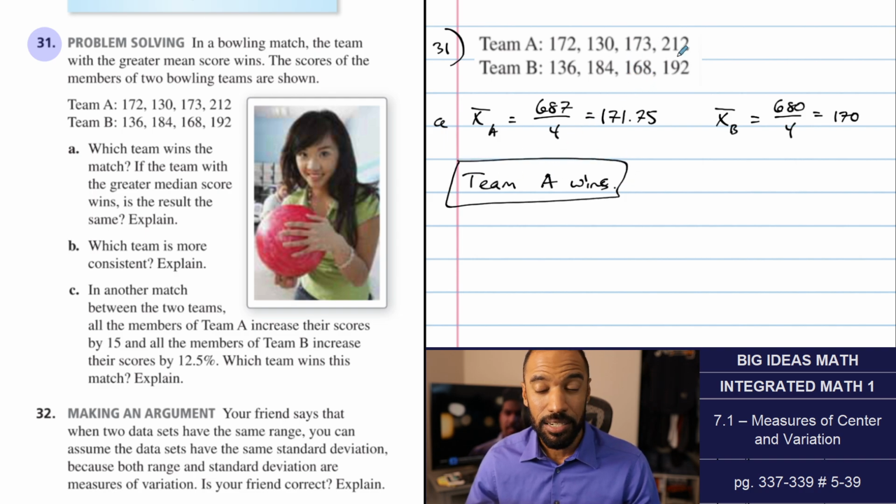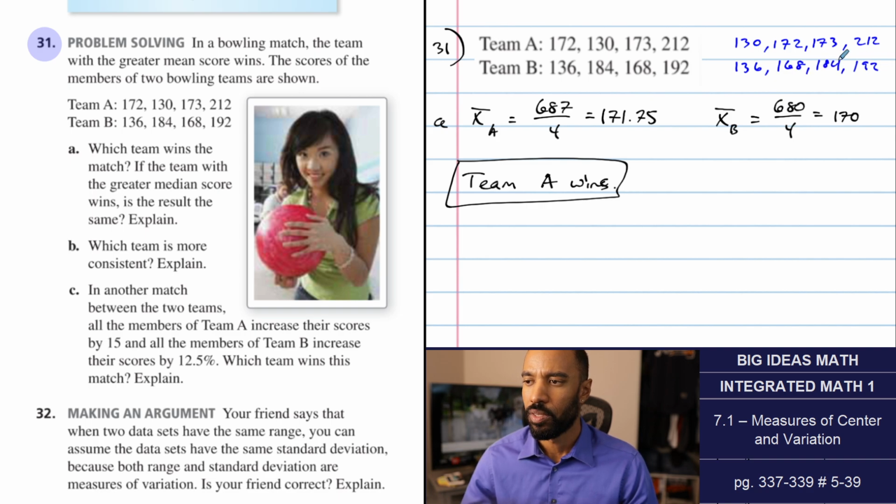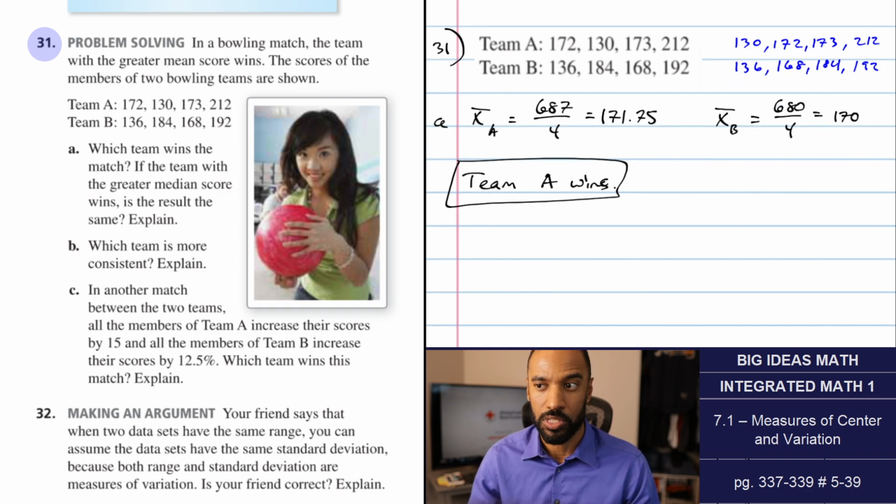Now, if we did median, rewritten in order, this is 130, 172, 173, and 212. I didn't get the median yet, but written in order, I have 136, 168, 184, and 192. So this guy's median is based off the average of these two. Oh, let me just write it down below. But the average of 172 and 173 is 172.5. So the median of A is 172.5.